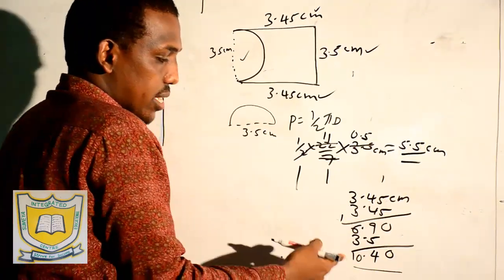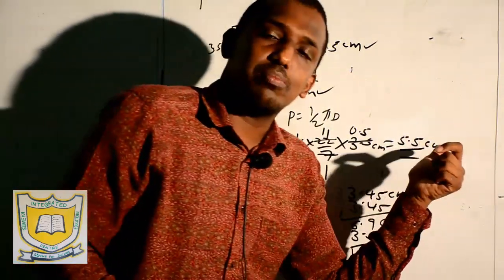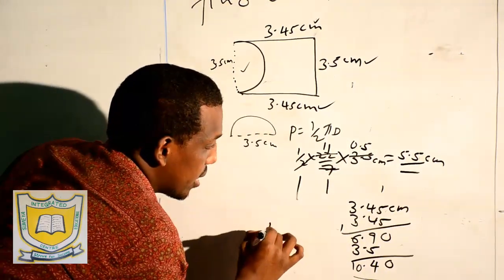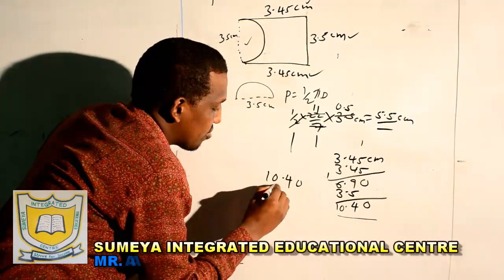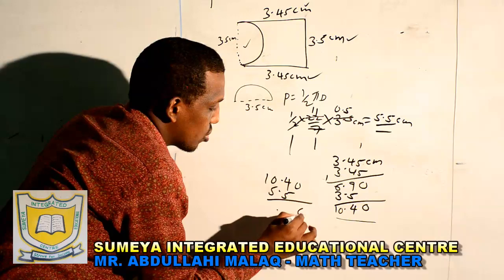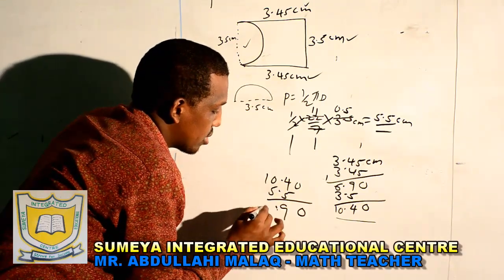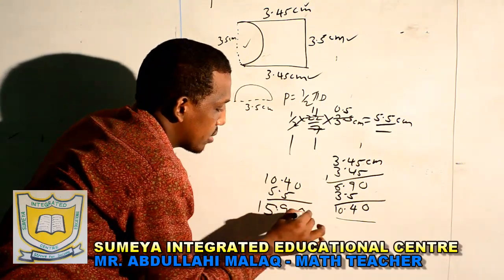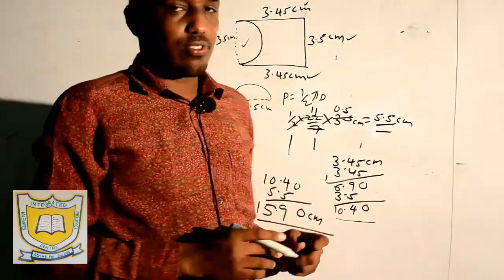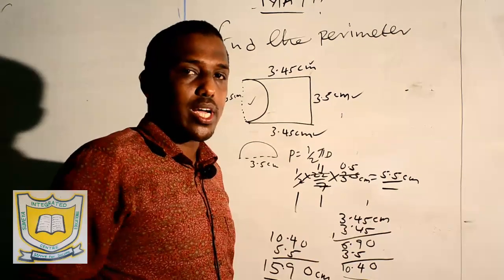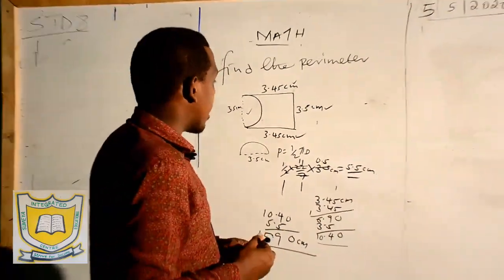So we have added this one and this one. We've got now the rectangle. So we add the semicircle now. We say 10.4 plus 5.5, so you get 15.9 or 15.90 centimeter. You can leave 0 or you can add, no problem. So that's how we get that figure.